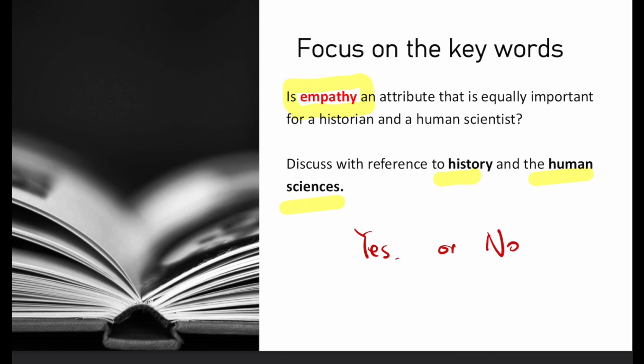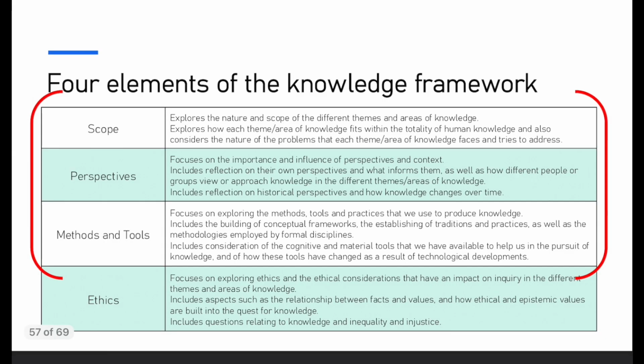Okay, so with this in mind, let's first discuss the knowledge framework that we are going to use to analyze this essay. There are 4 elements of the knowledge framework, right? However, with this essay, we are just going to use 3 elements. They are scope, perspectives, and methods and tools. Then let's talk about the scope first.